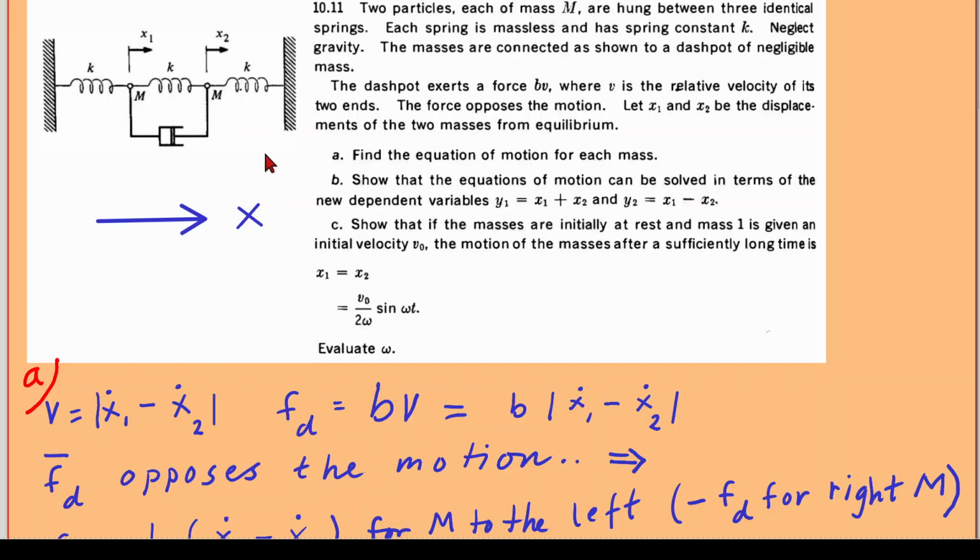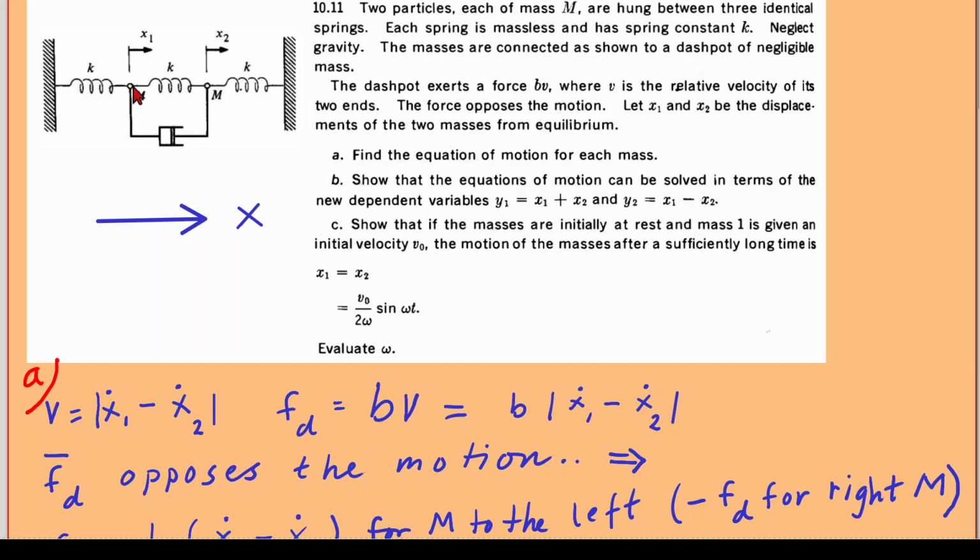So, let's find the equation of motion for each mass, this one and that one. And what does it mean, equation of motion? It means, in introductory classical mechanics, that we are supposed to look at Newton's second law and see what that is telling us. And in order to do that, we need to find out the forces.